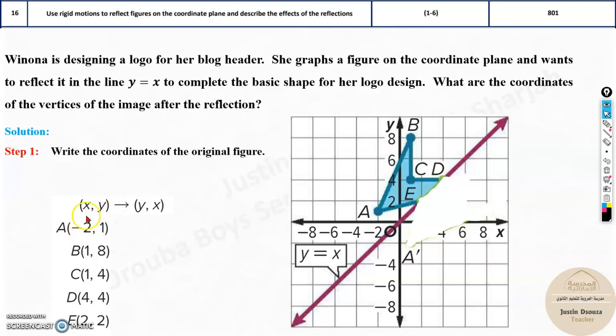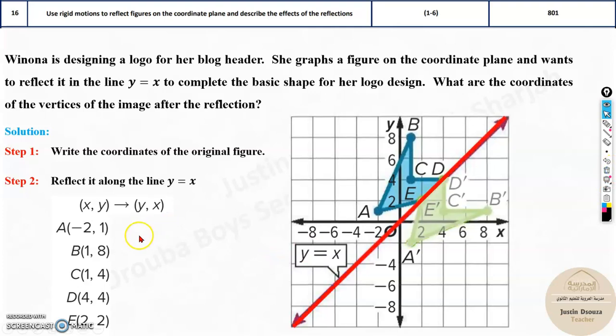Now see what the coordinates for A are. A is -2 and 1. B is 1 and 8. Same way C is 1 and 4. And similarly you can plot the others. Now here, this is the x and this is the y. You need to write y first. So it'll be 1 and -2. That's the only difference. So basically what you're doing is just swapping the coordinates.